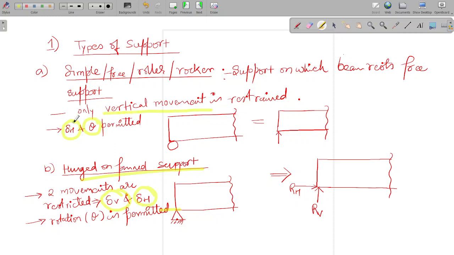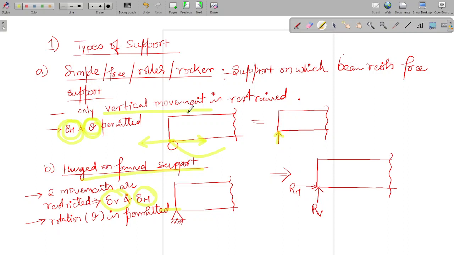The rest, delta H, that is movement in the horizontal direction, and rotation are permitted, movement in either direction, either sense. So just the vertical reaction is available here.